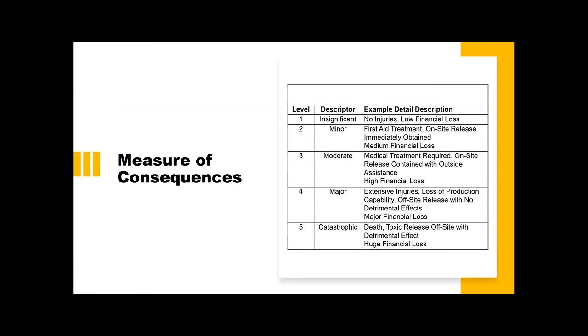So let's check how we describe those two items here. First, the consequences. If it's level 1, it's insignificant, so no injuries, low financial loss. If it's level 2, it will be minor, so first aid treatment, on-site release immediately obtained, and medium financial loss. We also have moderate, major, and catastrophic, which can lead to death. So those are the levels of consequences.